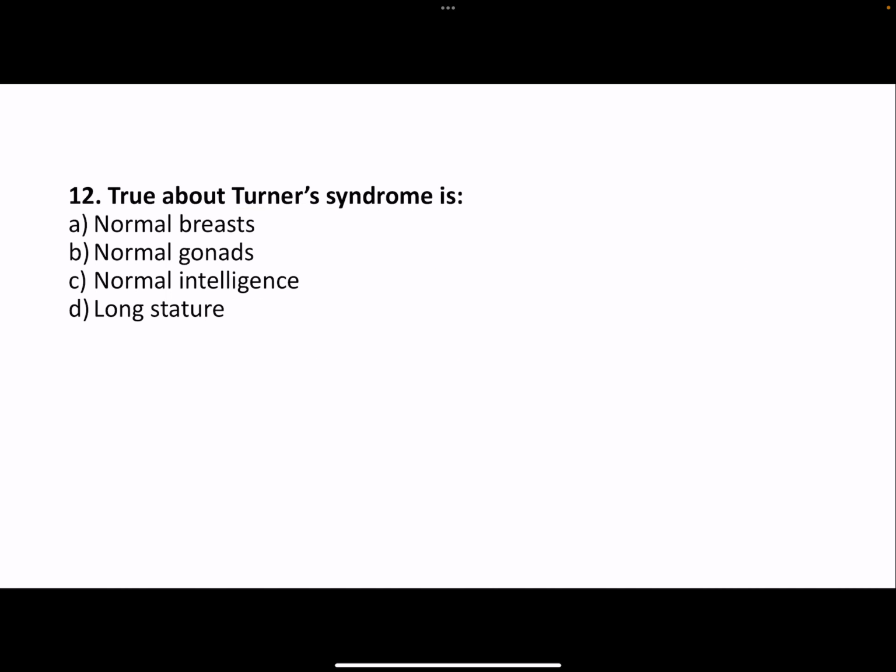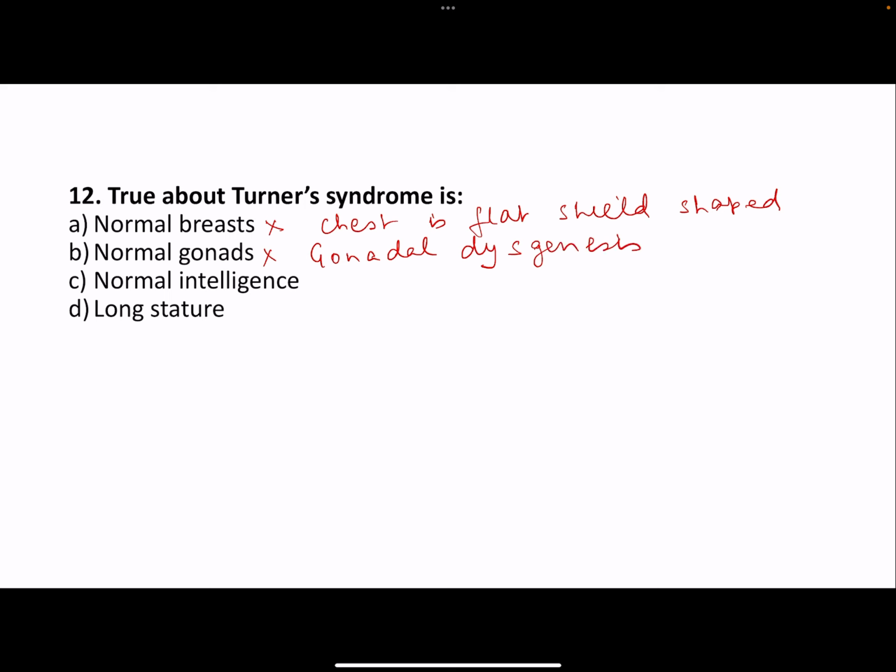Then question number 12, true about Turner syndrome is option A, normal breast. This is wrong, because just in the previous question I told that the breast is not developed and the chest is flat, shield shaped. Then regarding option B, normal gonads, this is also wrong, because in Turner syndrome there is gonadal dysgenesis. So this option is also wrong.